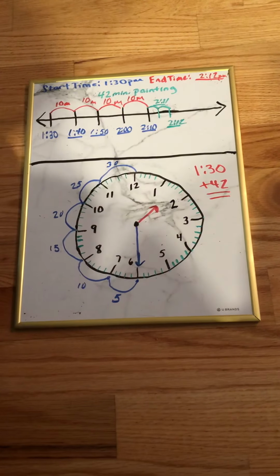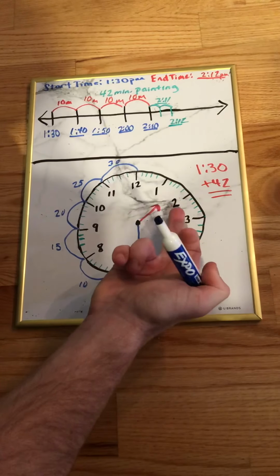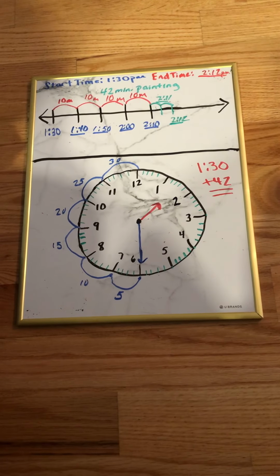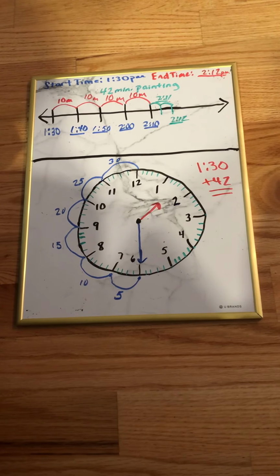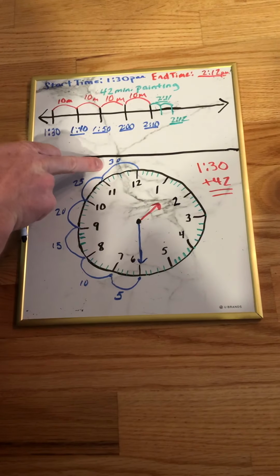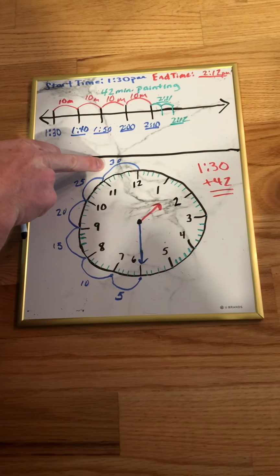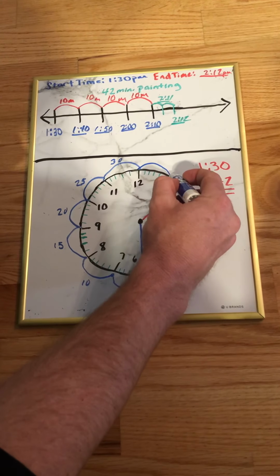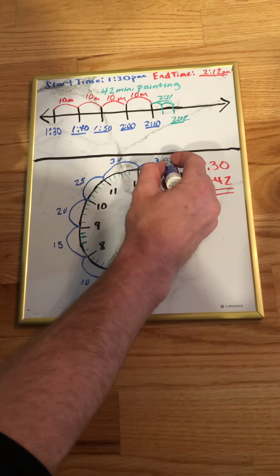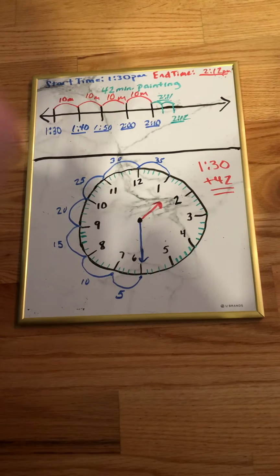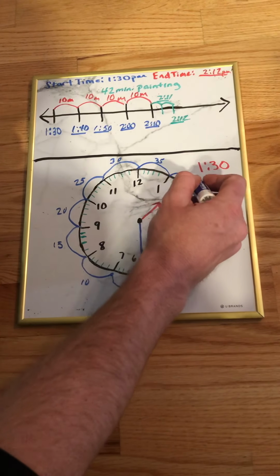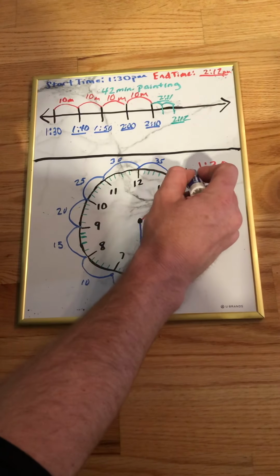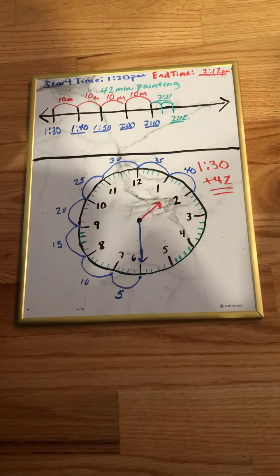What is this representative of now? We officially have gotten to the next hour. So this is 2 o'clock. All right? But remember, did we get up to 42 minutes yet? No, we did not. So let's keep jumping. If we jump from the 12 to the 1, that is 35 minutes. If we jump from the 1 to the 2, that is 40 minutes.